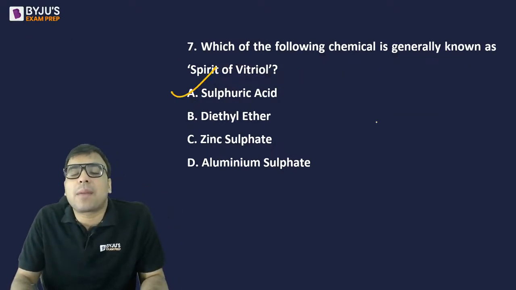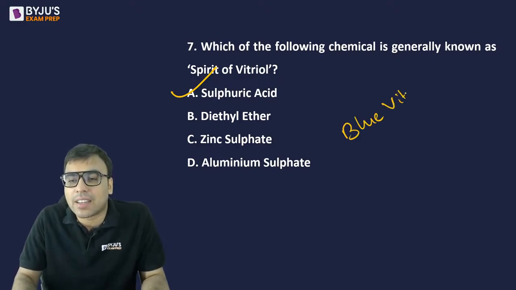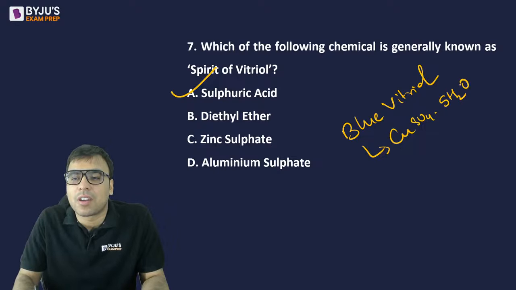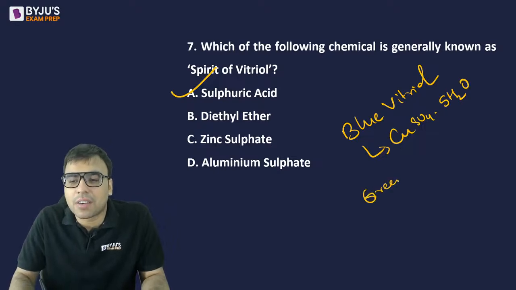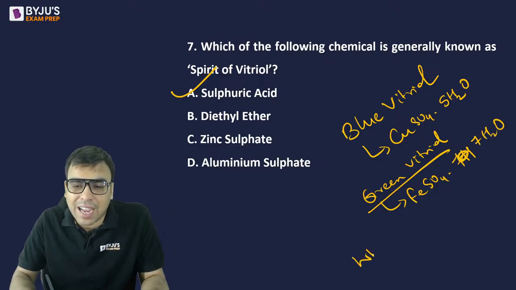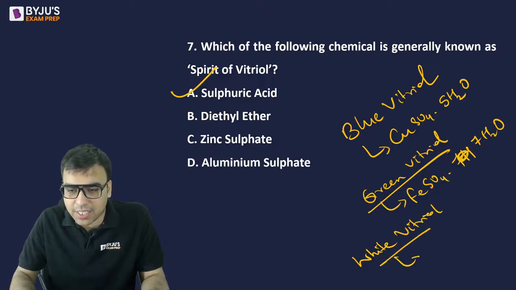Okay, now please tell me, what is blue vitriol? What is the formula of that? So the formula of blue vitriol is copper sulfate pentahydrate, CuSO4·5H2O, right? What is the formula of green vitriol? So the green vitriol formula is FeSO4, ferrous sulfate, 7H2O, right? And what is the formula of white vitriol? Please check it. As far as I remember, it is zinc sulfate, ZnSO4·7H2O, right? है ना? A है ना?